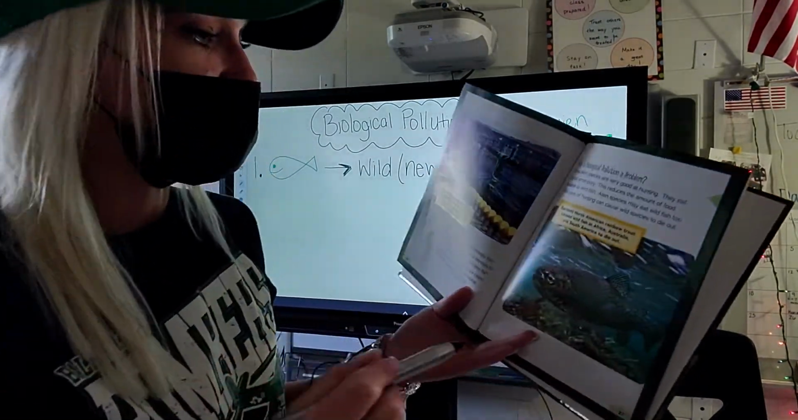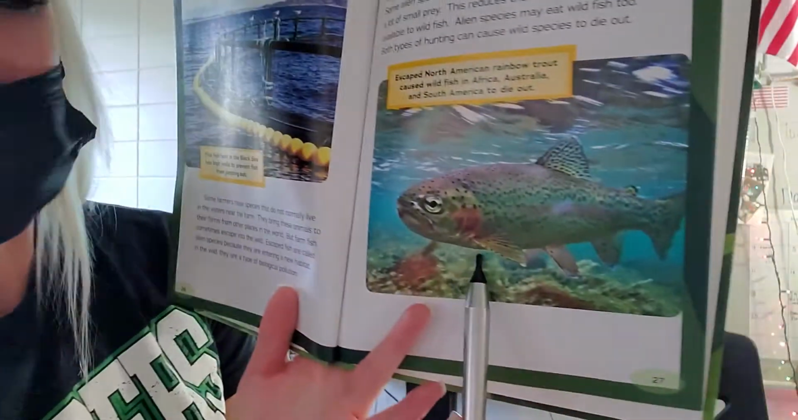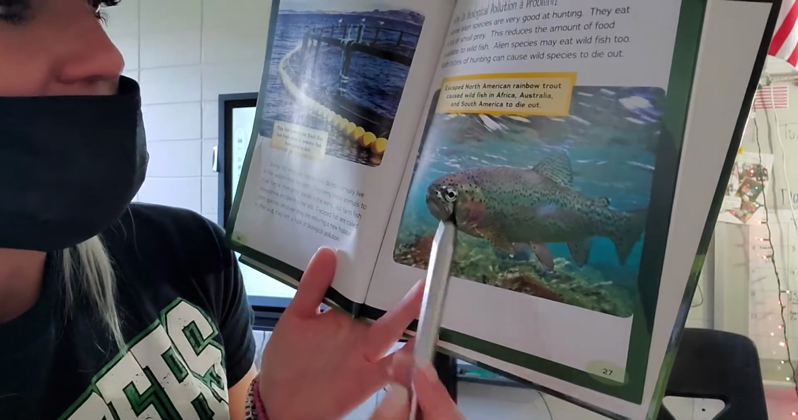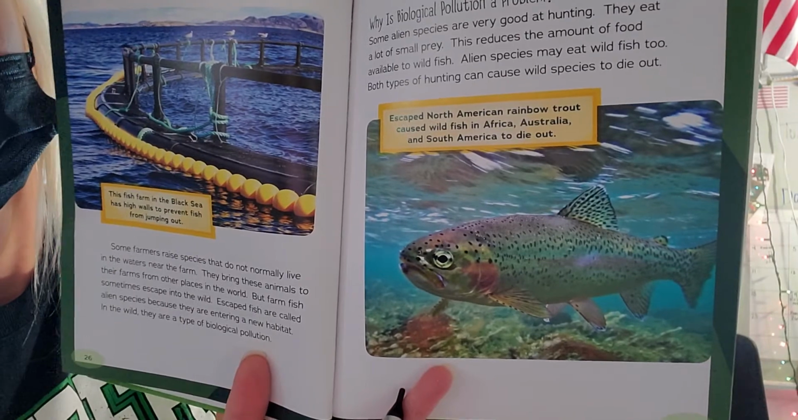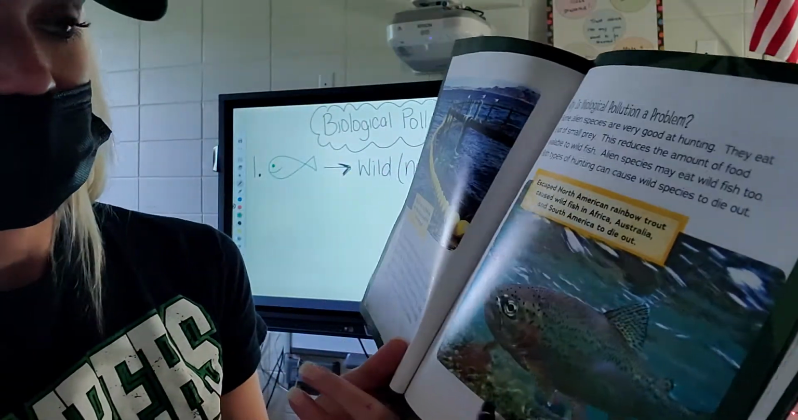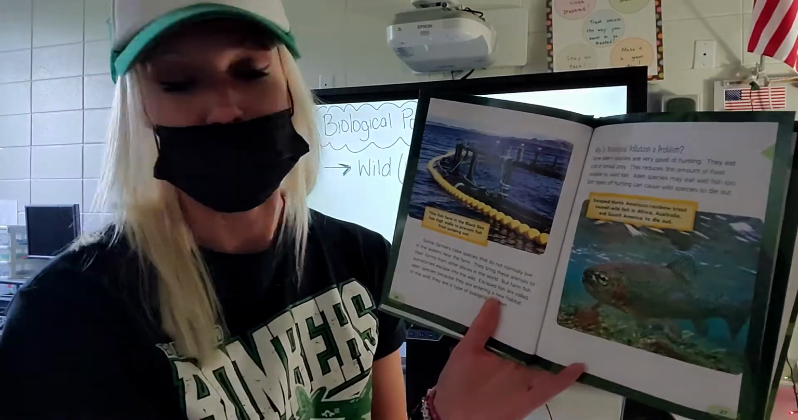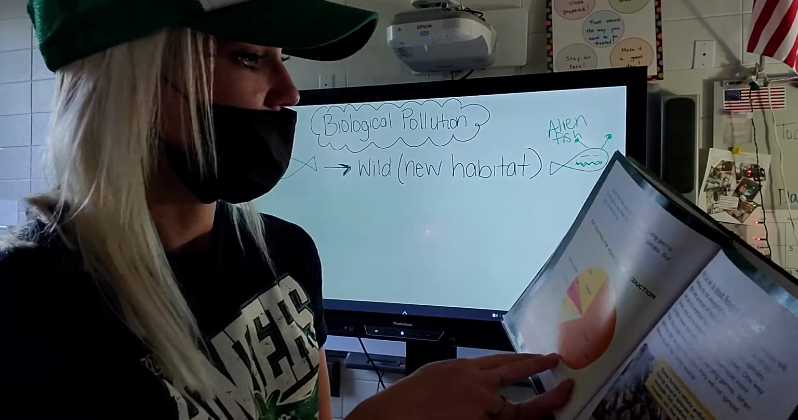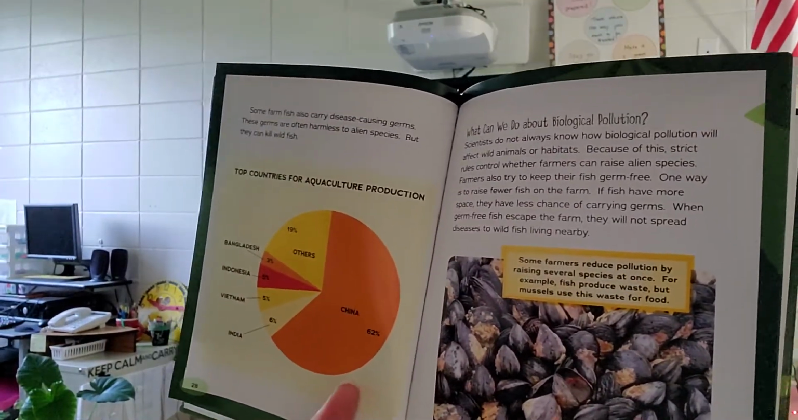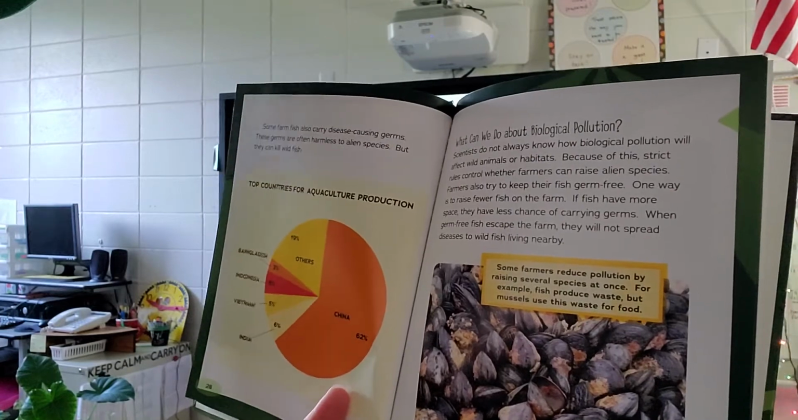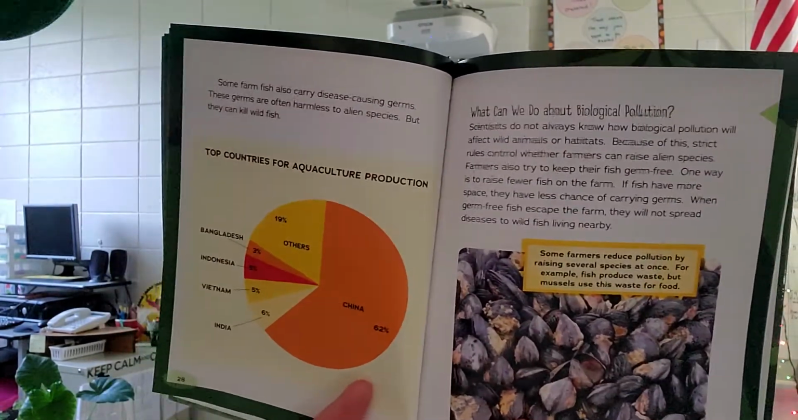So here it says that this is an escaped North American rainbow trout that caused wild fish in Africa, Australia, and South America to die out. Yep, so this was an alien fish that escaped. Some farm fish also carry disease-causing germs. These germs are often harmless to the alien species, but they can kill the wild fish.